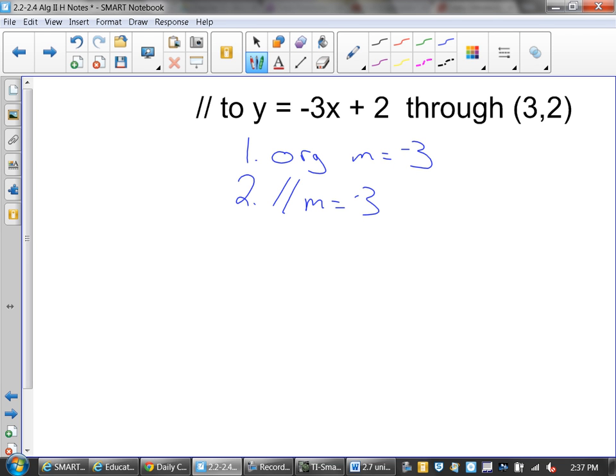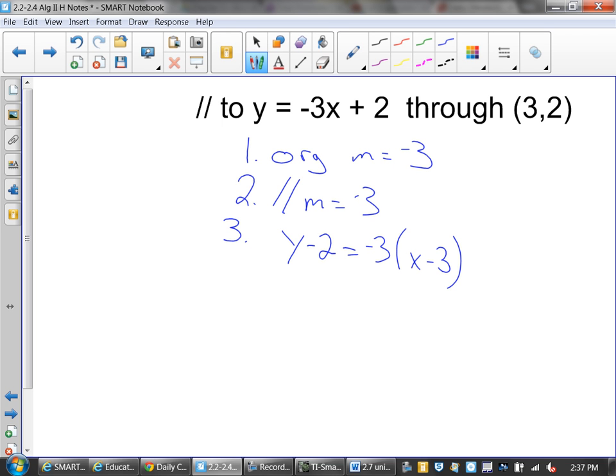-3. Does that make sense, why I'm asking that? I was going to ask what ORG... Excuse me, sorry, I didn't explain that. ORG stands for original. All right? And now I just use point slope form like we did before. So use your point slope form. So it's y minus 2 is -3, and then x minus 3.